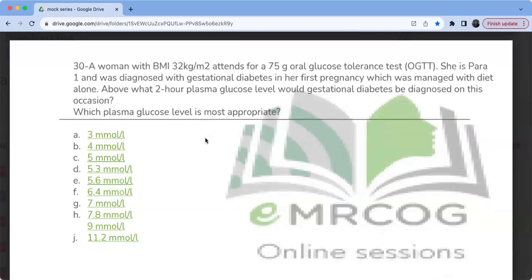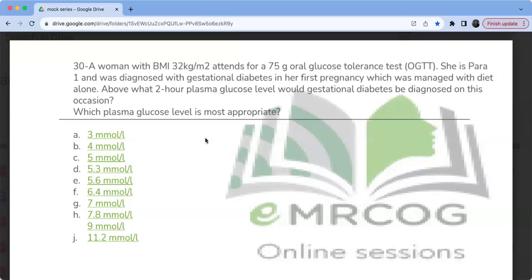A woman with BMI 32 attended for a 75 g oral glucose tolerance test. She is para 1 and was diagnosed with gestational diabetes in her first pregnancy, which was managed with diet alone. Above what 2-hour plasma glucose level would gestational diabetes be diagnosed on this occasion? Which plasma glucose level is the correct one? They ask about the levels for testing and control of diabetes in your exam, so please revise them in your final revision.